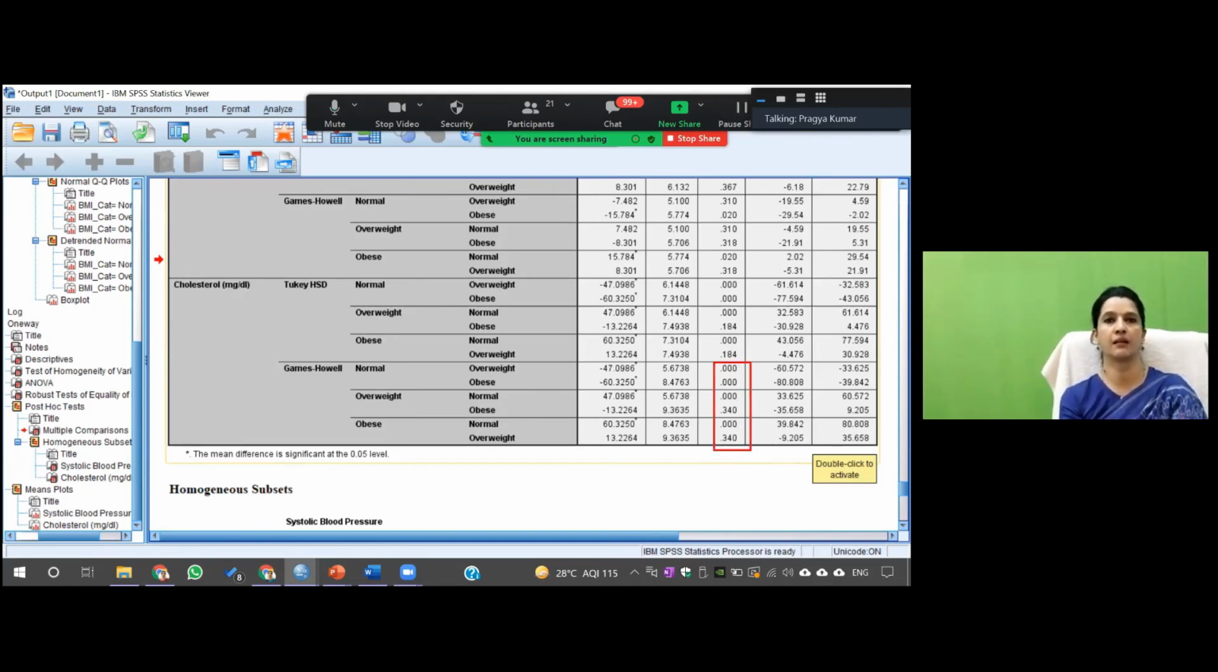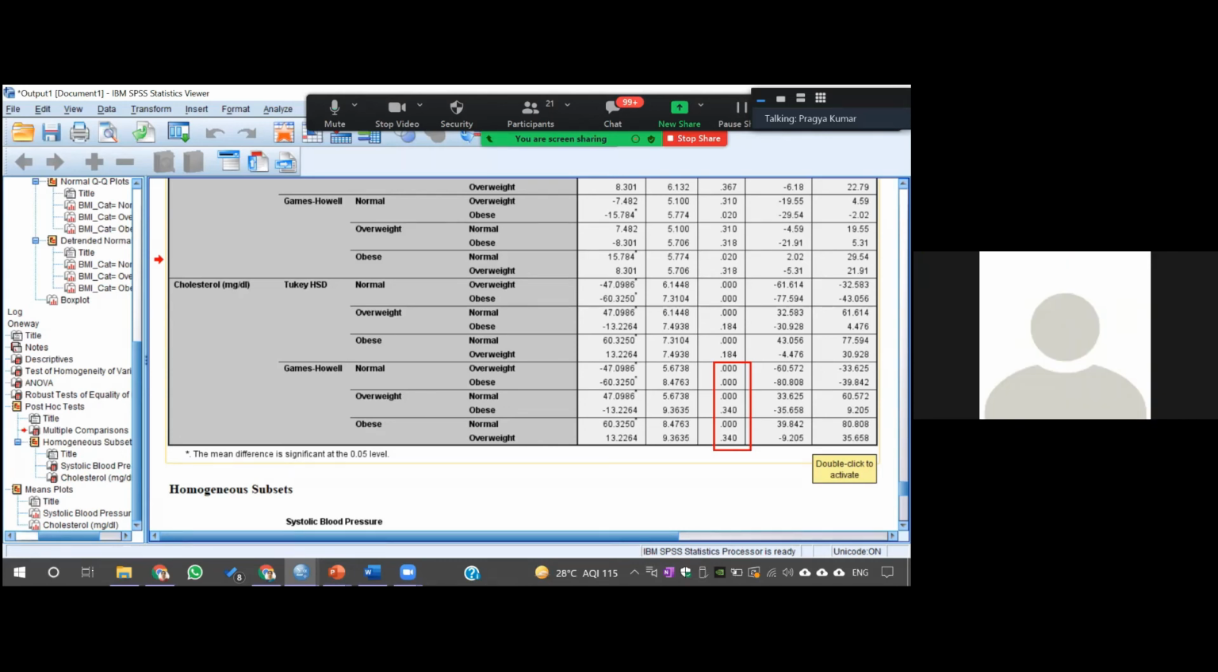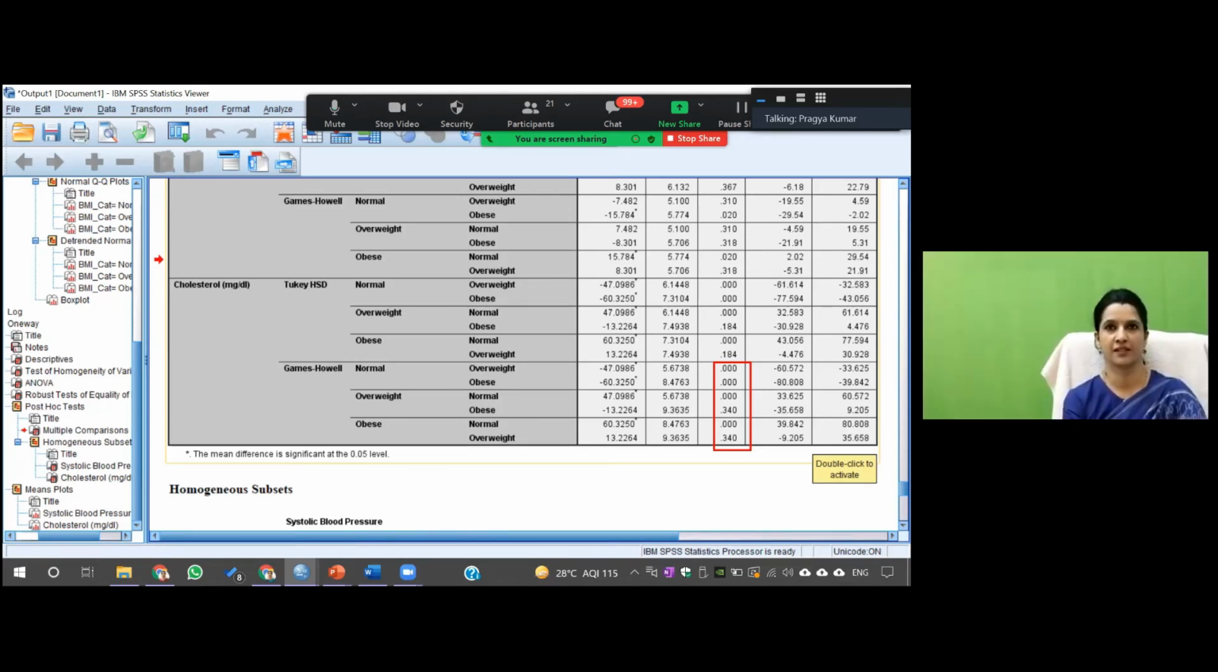Now, can anyone tell me from this participant group which two groups are significant here in the case of cholesterol by just seeing the result? Please type in the chat box, or you can unmute yourself and answer. No, ma'am, it is normal to overweight and normal to obese, but not between the obese and overweight. Yes, yes, you are right.